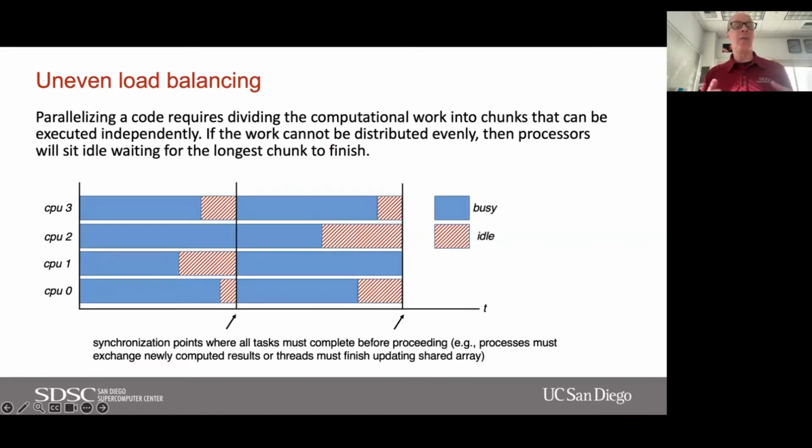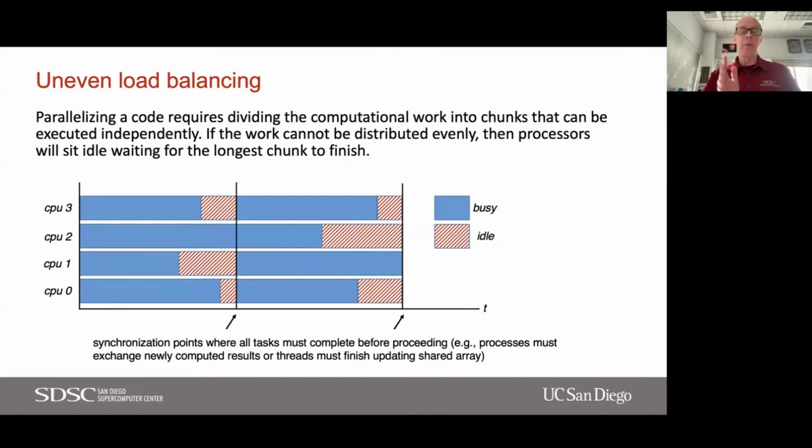Another thing that can impact scalability is what we call uneven load balancing. Parallel code requires dividing the computational work into chunks that can be executed independently. Now, if the work cannot be distributed evenly, then processes are going to sit idle, waiting for that longest chunk to finish. So here's an example where, let's say we have 4 chunks of work, indicated by the solid blue boxes. These need to be completed before the next 4 chunks of work are done. So let's say that we assign these to CPUs 0, 1, 2, and 3.